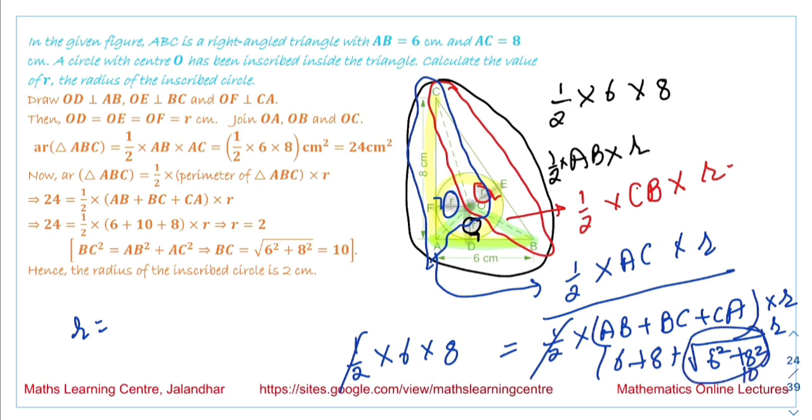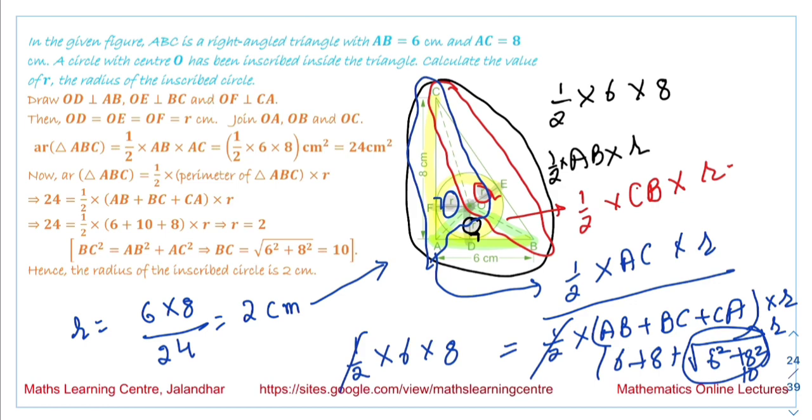So this total value will become 24. So you will get R is 6 into 8 divided by 24, and the answer we will get is equal to 2 centimeters. So the radius of this circle will be 2 centimeters.